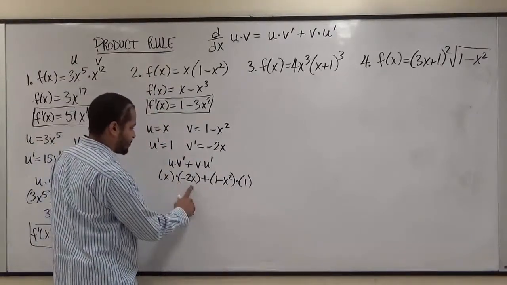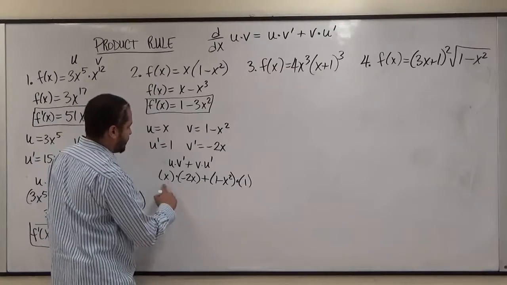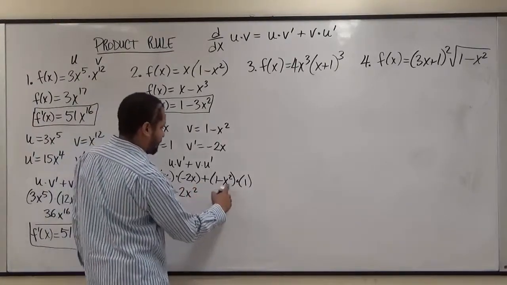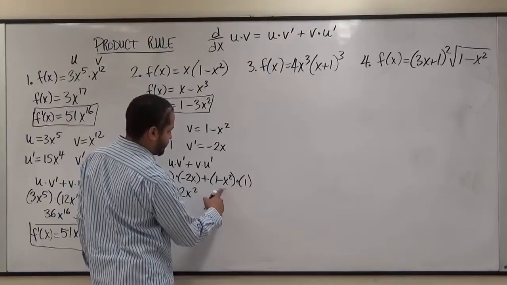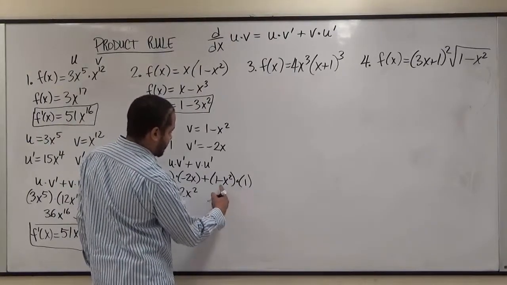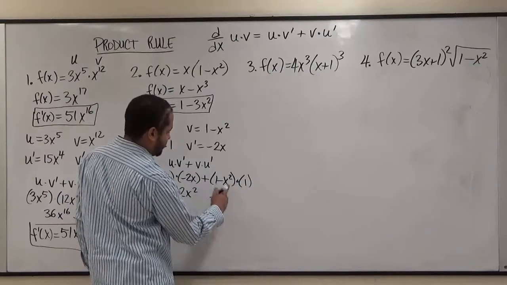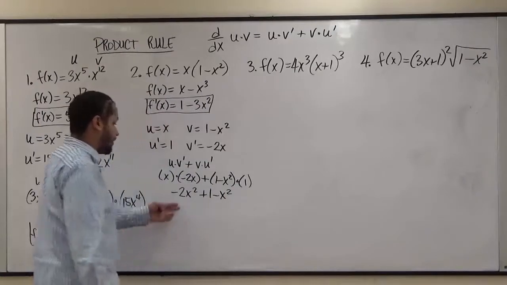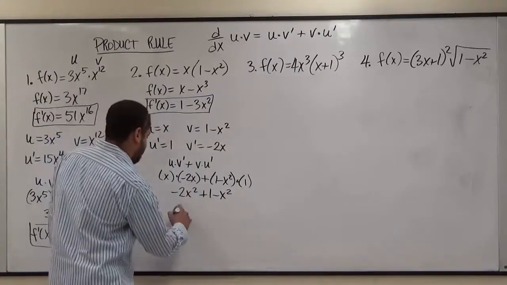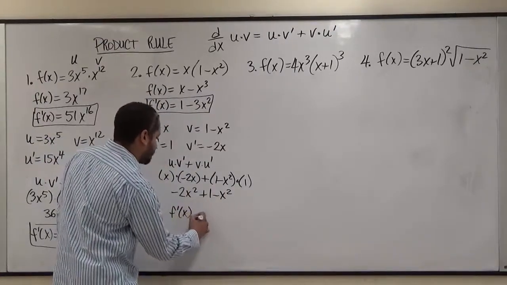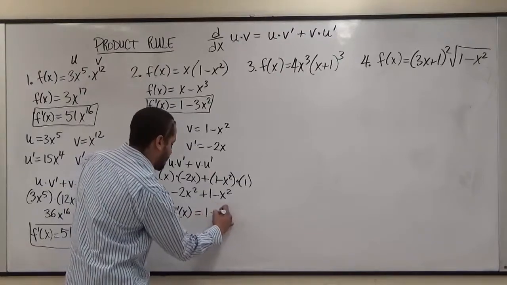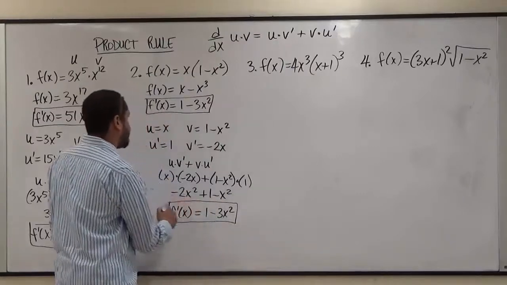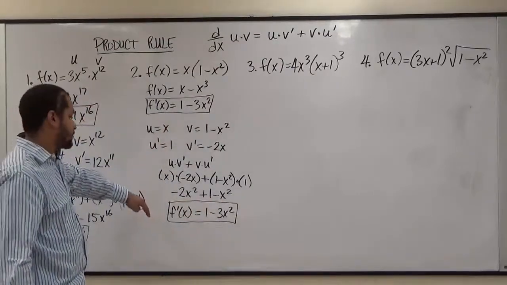So now we're just going to multiply this out and add our terms that are alike. x times negative 2x gives us negative 2x squared. Then we have here, everything just becomes exactly what you see here, because it's 1 times this, and this is a positive symbol, so this is going to come out exactly as we see it. Now all we have to do is combine like terms, and we have our first derivative for this product rule. So this here is going to give us 1 minus 3x squared. Same exact value as we had in the first one.